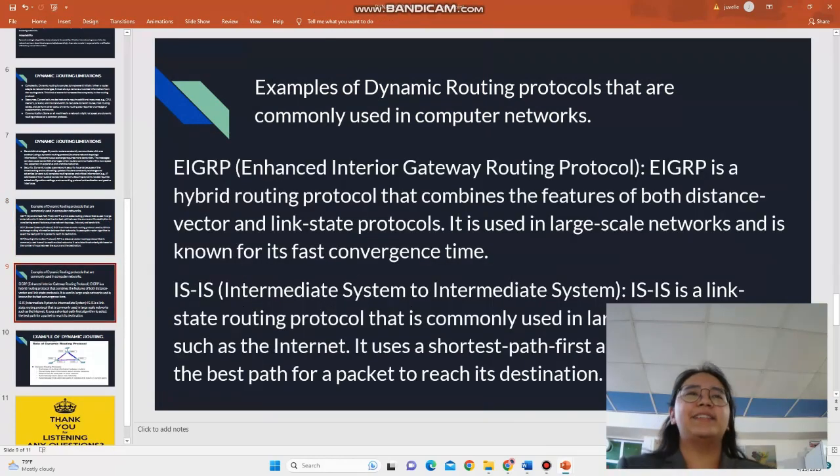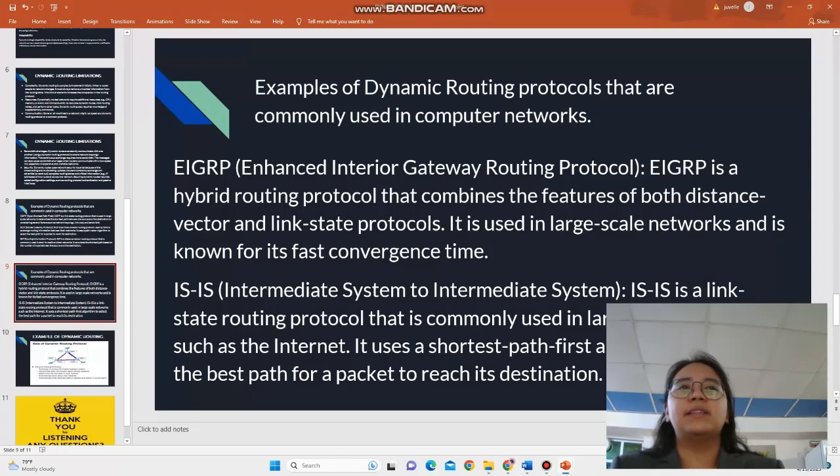So this one is EIGRP, Enhanced Interior Gateway Routing Protocol. This is a hybrid routing protocol that combines the features of both distance vector and link state protocols. It is used in large scale networks and is known for a fast convergence time.